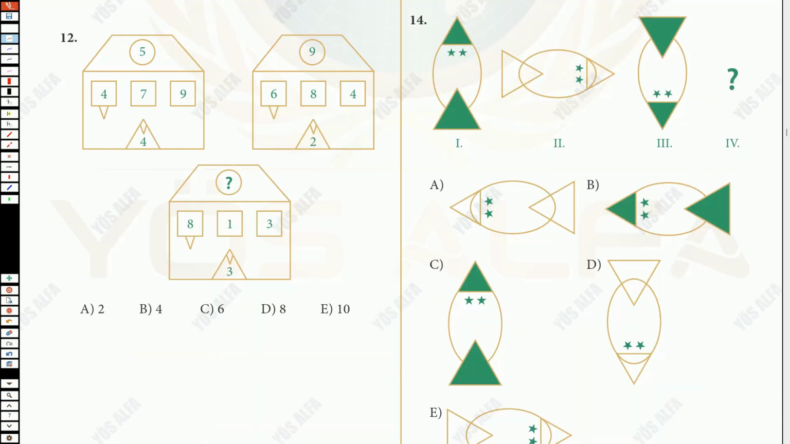Number 12, number figure relation. The relation here is 4 plus 7 plus 9 is 20. So the summation of these 3 numbers is the same as the multiplication of these 2. So we check this here. Summation is 18 and the multiplication is 18 too. So the summation of these 3 is 12. So 3 times 4 is 12. 4 is the answer.